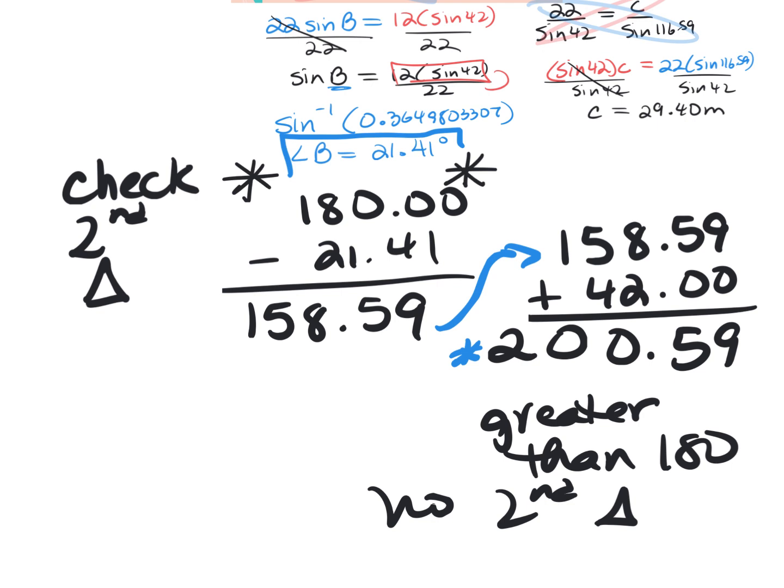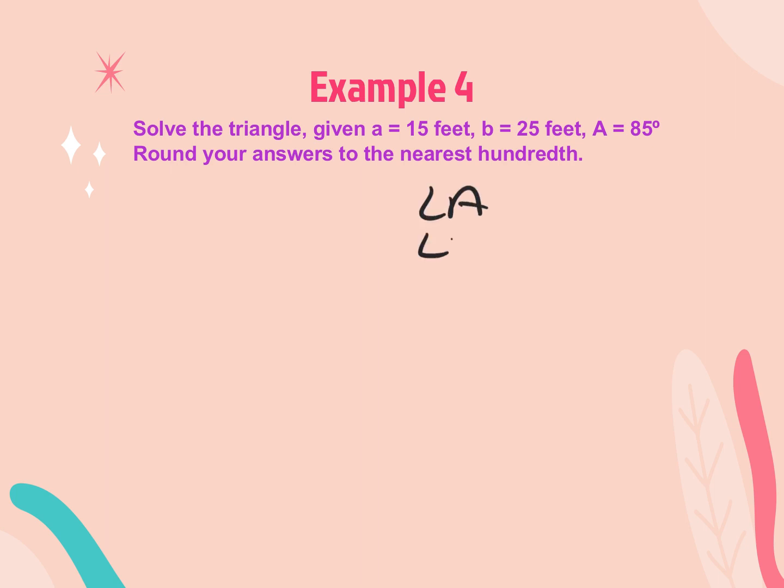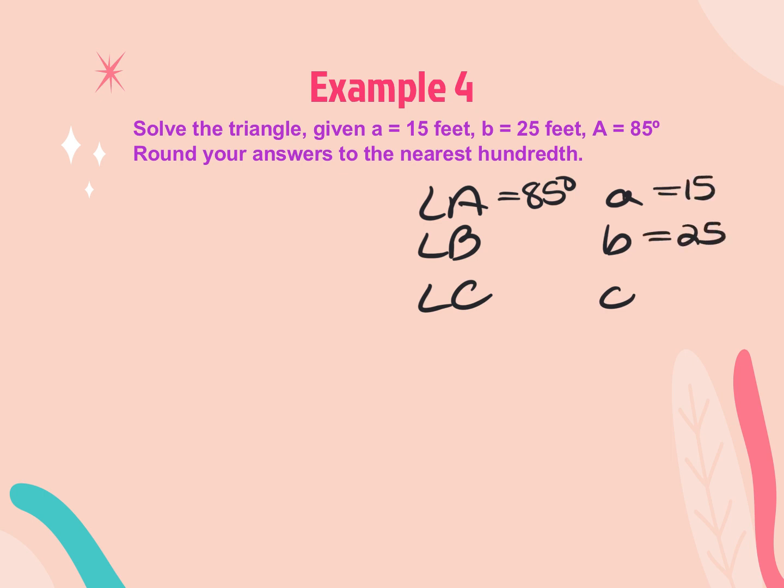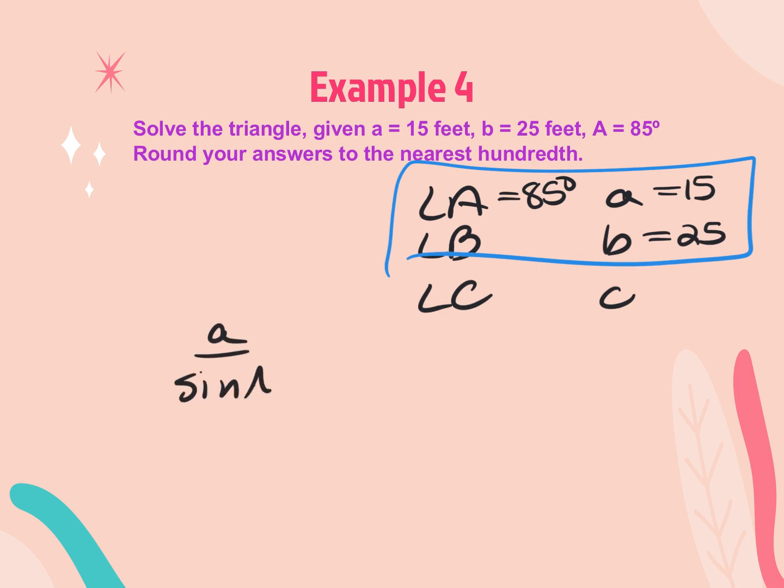There's only one triangle. Okay, so I've got angle A, angle B, angle C, little a, little b, little c. They gave me angle A, 85. They gave me side length A, 15 feet. B is 25, and that's all I know. What helps me is when I write this down, it tells me what I'm using in my first proportion. So I'm going to do A over sine A, because those are the two numbers I have, and then I'm going to find the angle opposite the side they gave me, so B over sine B.